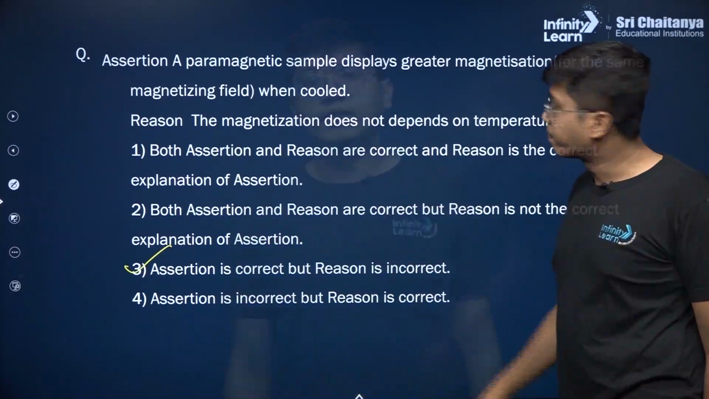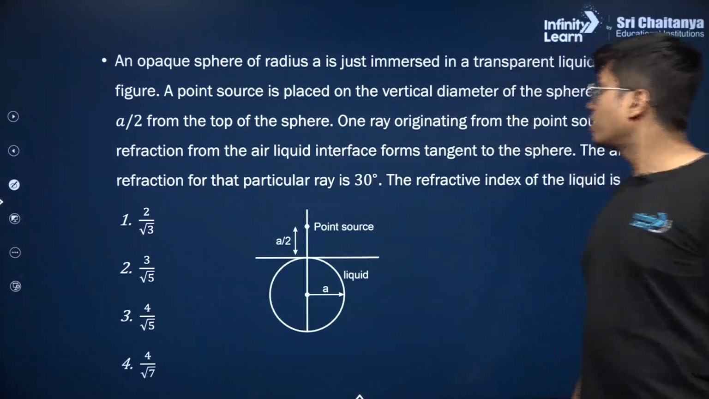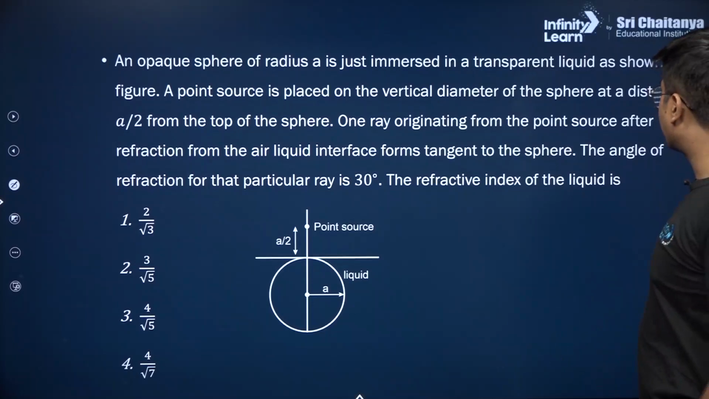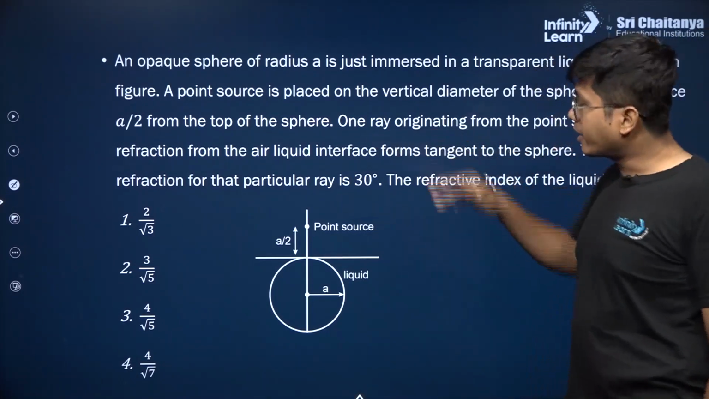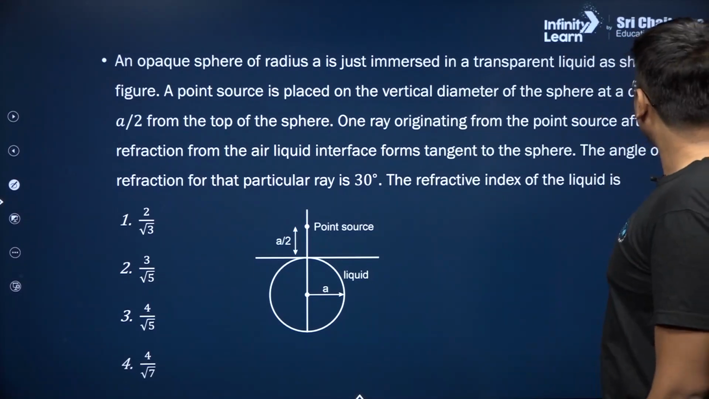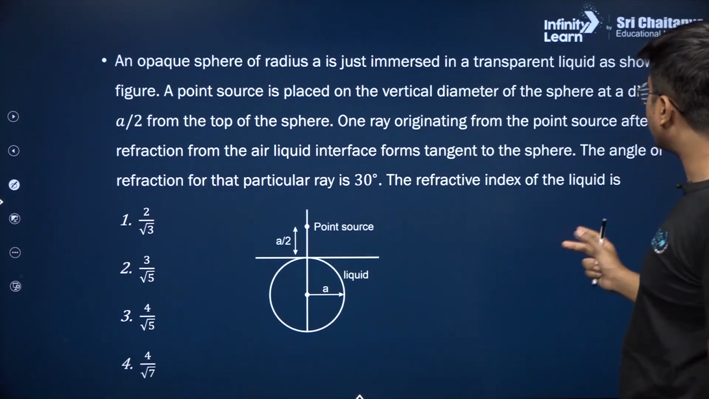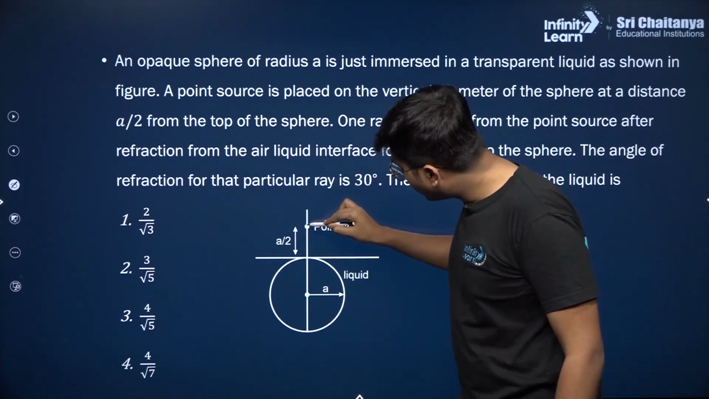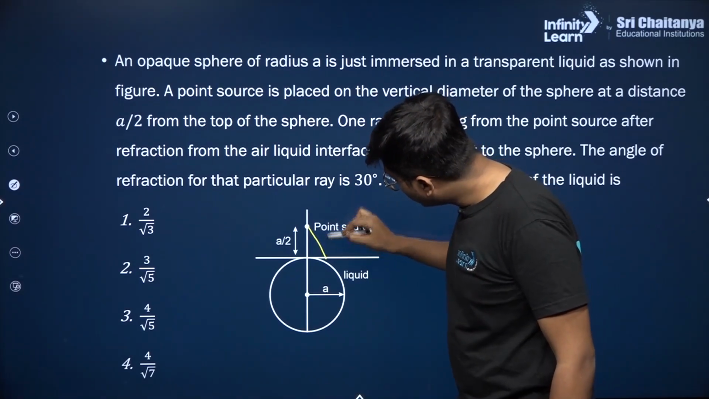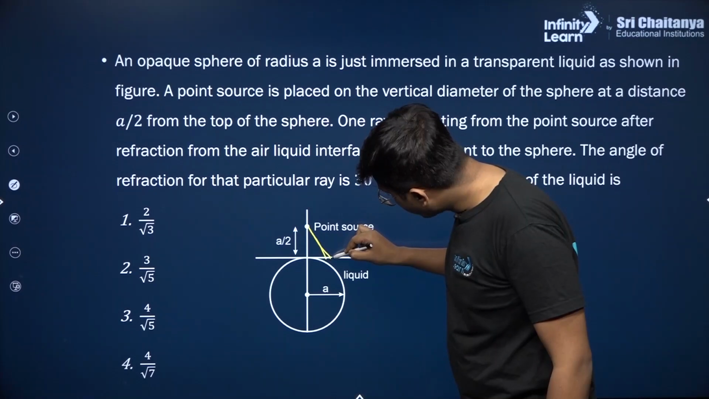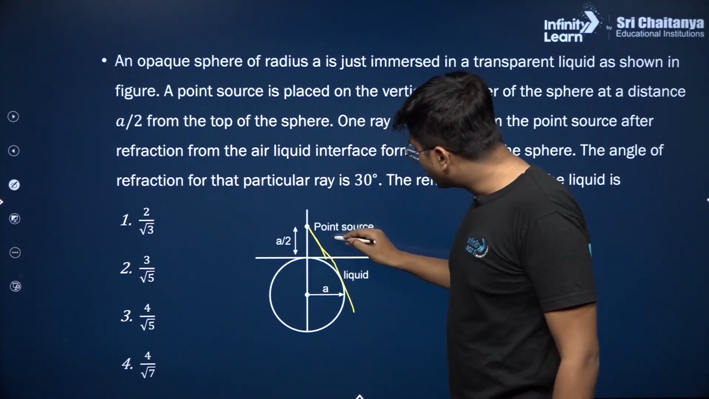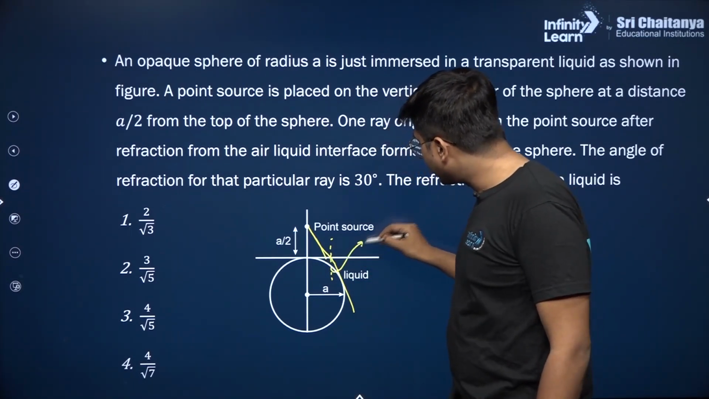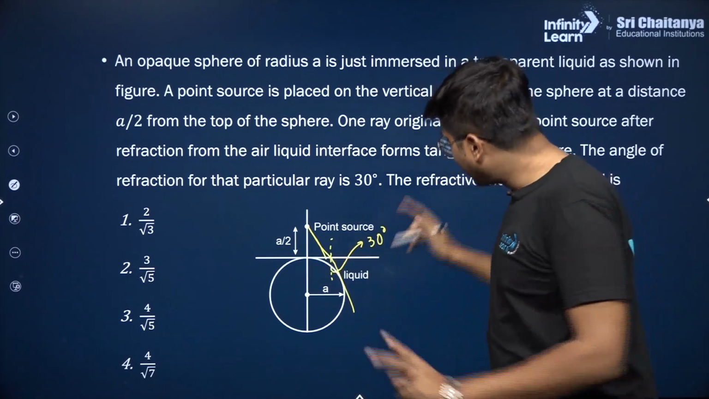The reason is incorrect. The next question says that an opaque sphere of radius a is just immersed in a transparent liquid as shown. A point source is placed on the vertical diameter of the sphere at a distance of a by 2 from the top of the sphere. One ray originating from the point source after refraction from the air liquid interface forms tangent to the sphere. Angle of refraction for that particular ray is 30 degree. So let's assume that the ray that we are dealing with is something like this, it was a terrible choice, but anyway, after refraction it goes somewhere like this. So now if I draw the normal to it, this angle here is 30 degree, that is given in the question. Now let's name some of the points.